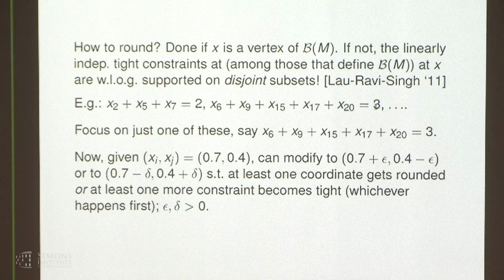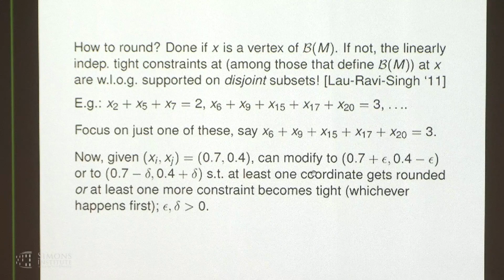Now, we are done if we are already at a vertex, and if we are not at a vertex, recall the very nice linear independence properties of the tight sets. For instance, you can see in the Lau, Ravi, Singh book that the following really nice property is true. Suppose you have an arbitrary point, and you look at the tight constraints, and you take a linearly independent basis for them. Then, without loss of generality, you can assume that it's supported on disjoint sets. In other words, you can always extract a basis for the tight constraints at the given point x which are of this form. For instance, you have some number of variables that add up to 2, some number of other variables that add up to 3, and so on. So these constraints have integer right-hand sides, and they are supported on completely disjoint sets basically. Okay, so essentially, once you have this, you can treat each of these separately.